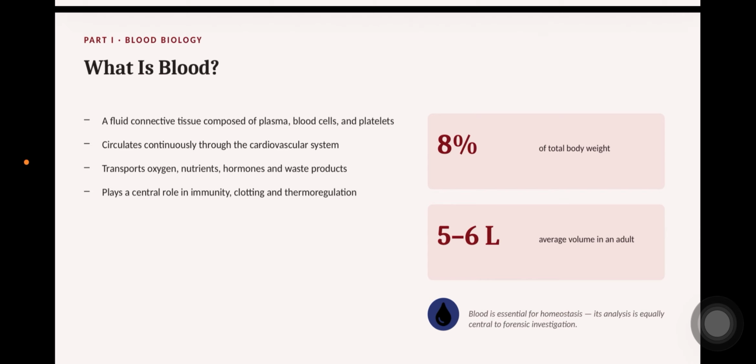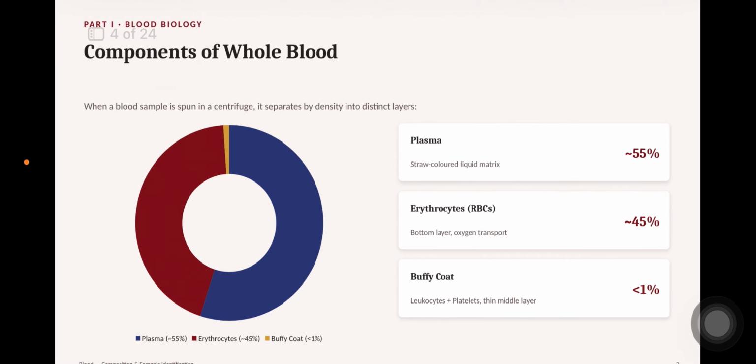Now, coming back to the components of whole blood. When you centrifuge the blood, it separates into distinct layers that are plasma, erythrocytes, and buffy coat. Plasma being the most, 55%, erythrocytes, that is your RBCs, approximately 45%, and buffy coat, that is leukocytes and platelets. They constitute less than 1%.